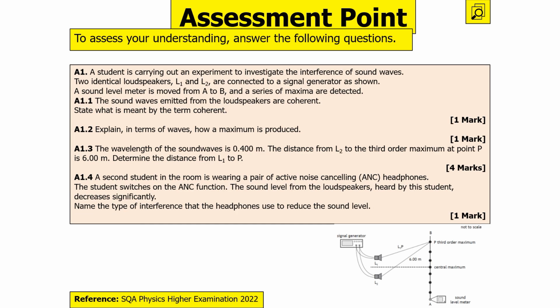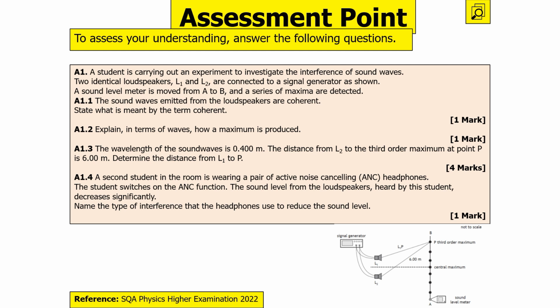The next question says, a student is carrying out an experiment to investigate the interference of sound waves. Two identical loudspeakers, L1 and L2, are connected to a signal generator as shown. The sound level meter is moved from A to B and a series of maxima are detected. The sound waves emitted from the loudspeakers are coherent. Explain what is meant by the term coherent. Then explain in terms of waves how a maximum is produced. Then the wavelength of the sound wave is 0.400 meters. The distance from L2 to the third order at point P is 6.00 meters. Determine the distance from L1 to P.